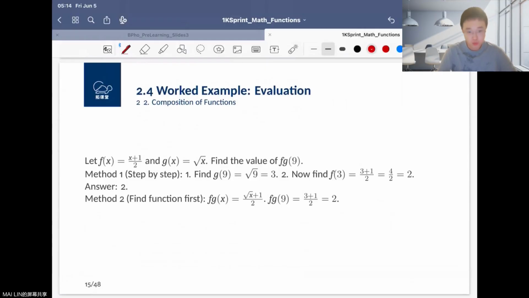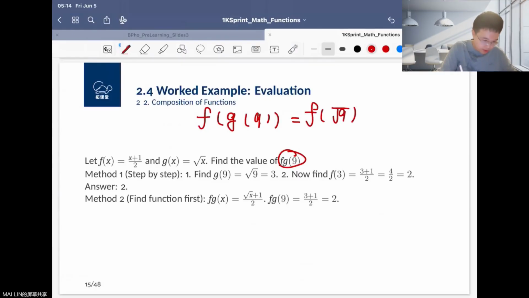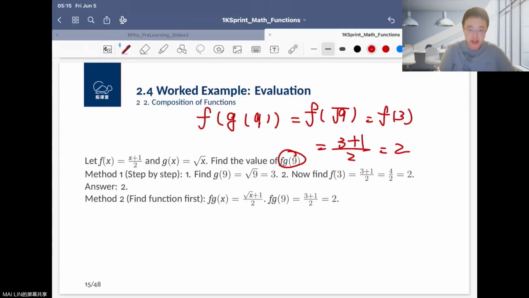So let's move into another part. f(x) = (x + 1)/2 and g(x) = square root of x, and find the exact value of f(g(9)), okay? First, we calculate g(9) at the first step. So g(9) means x equals 9 and find the g value. So here it is f of square root 9, okay? That is f(3). And then we put 3 into the function f, and you can calculate it as (3 + 1)/2, that is 2, okay? That is f(g(9)).